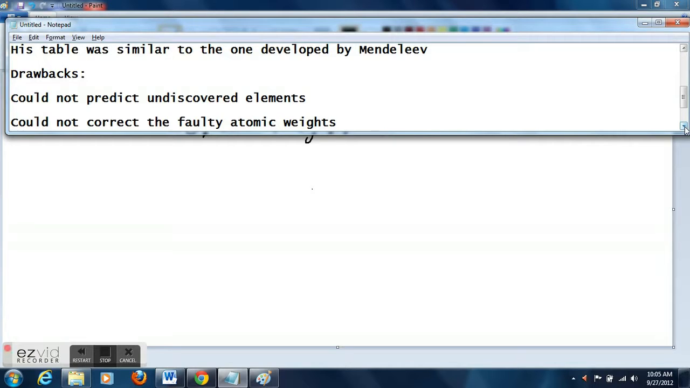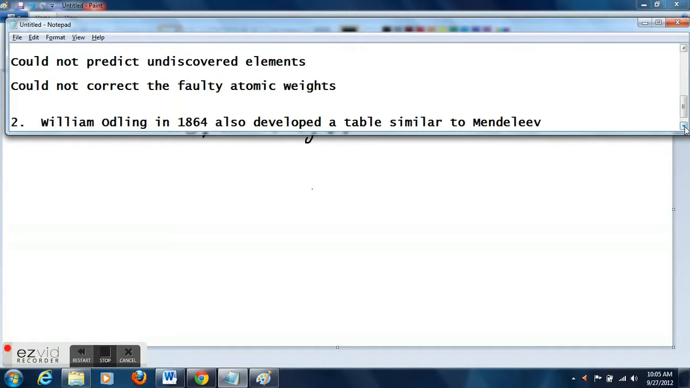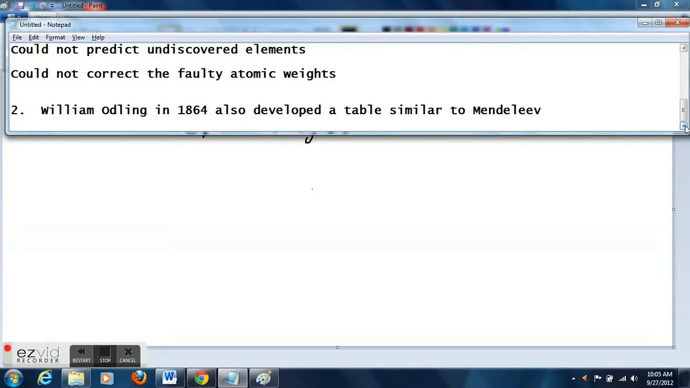And one more name I can mention about early contributors. He is an English chemist. His name is William Odling. In the year 1864, he also developed a table which is similar to that of Mendeleev.